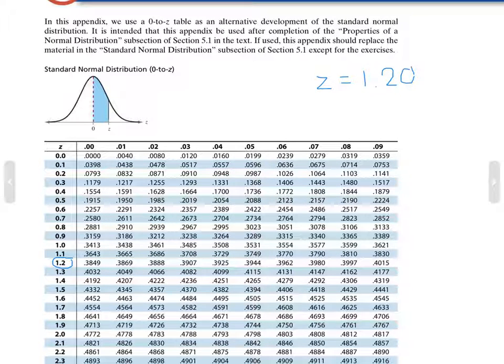1.20. And so I'm going to go to the column that has a 0 in the hundredths place, which is this one right here, and it gives me the proportion of observations that are between a z of 0 and a z of 1.2, and we see that it's equal to 0.3849.